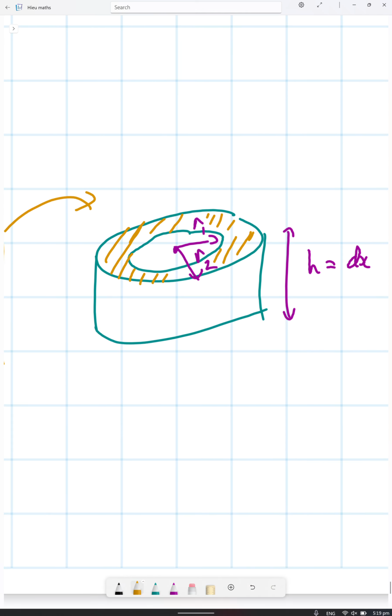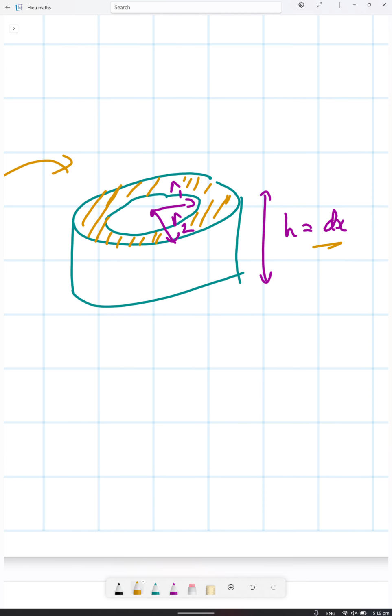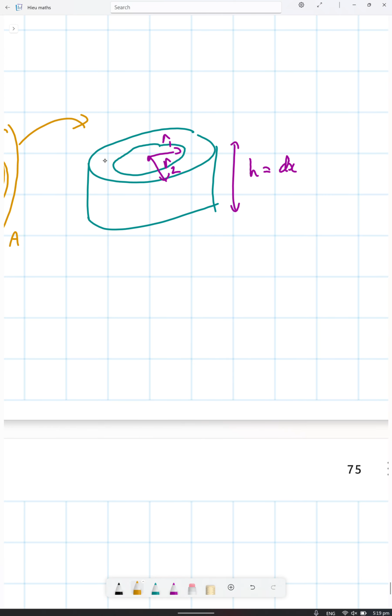Alright. Okay, so we need to find the area of this face here, and we need to times it by the height, right? Which is dx. So let me delete all of these. So how do we do this? Well, we know the area of the face. Actually, I'm going to keep these in. Don't know why I deleted them.